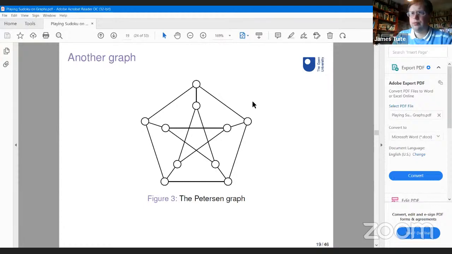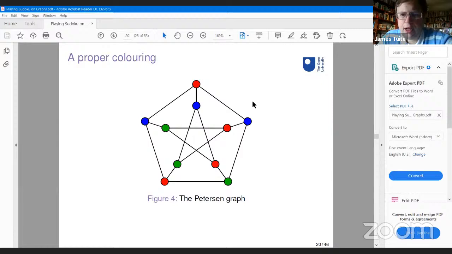Okay, let's see how we can generalize this. That's something that mathematicians love to do. So let's not just look at the Sudoku graph, but any graph. Here's one famous graph called the Petersen graph. And it turns out that I can color the vertices of this graph with just 3 different colors, such that no 2 neighboring vertices receive the same color. So its chromatic number is 3.